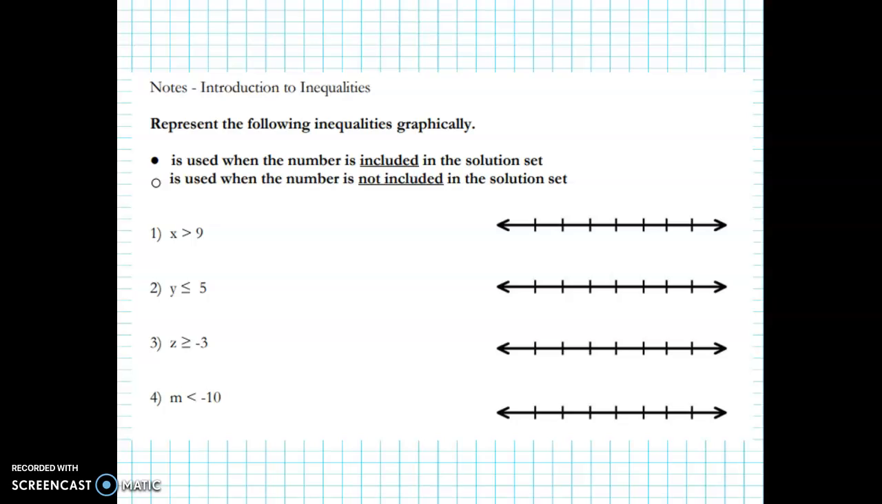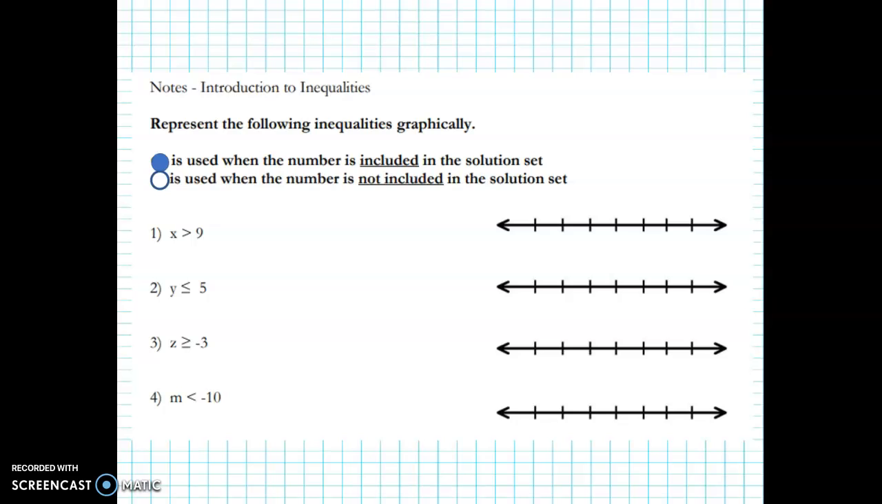We can graph solutions to inequalities by using an open and a closed circle. A closed circle is used when the number is included in the solution set, or it's part of the answer. An open circle is used when the number is not included in the solution set. The solution set is up to that number, but not that number. So here's a couple of examples.